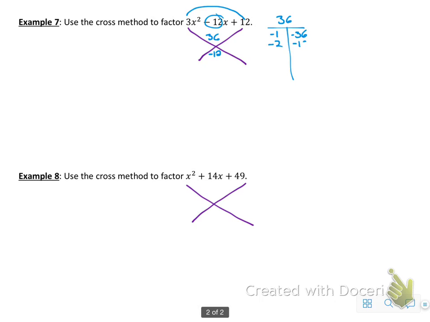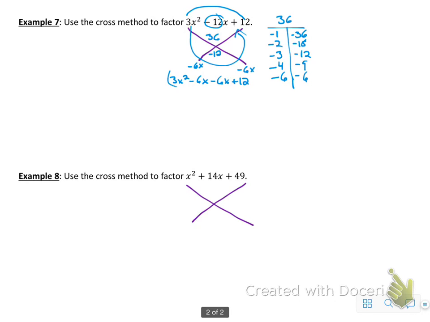Negative 2, negative 18, not negative 12. Negative 3, negative 12, still not. Let's keep going. Negative 4 and negative 9, that's not 12. And negative 6 and negative 6, that is negative 12. So we're going to put the negative 6x here and a negative 6x here. Then we write our terms around this way. So we have 3x squared minus 6x minus 6x plus 12.